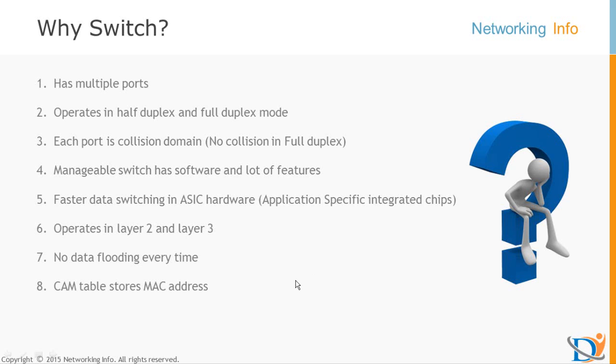CAM table stores MAC addresses. Here is one type of chip available in a switch which is called the CAM chip, content addressable memory. This is called the CAM chip. Some people will call it the CAM table. Some people call it the MAC address table. Both terms are similar. So either you can call it the CAM table or the MAC address table. Why do we call it the CAM table? Because of this chip name.